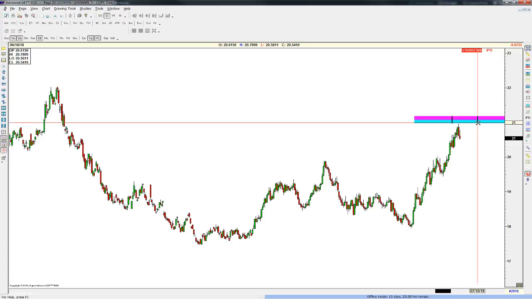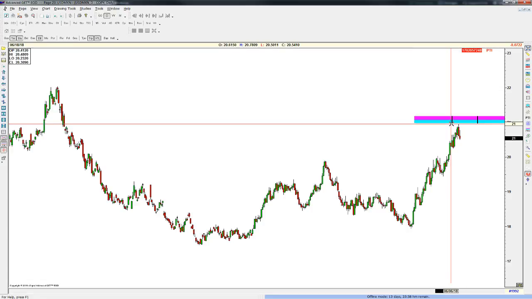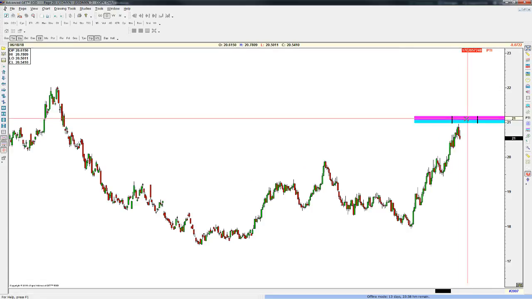These are date targets, which is 710. And over here, we missed it right here. But price level wise, this is a target.